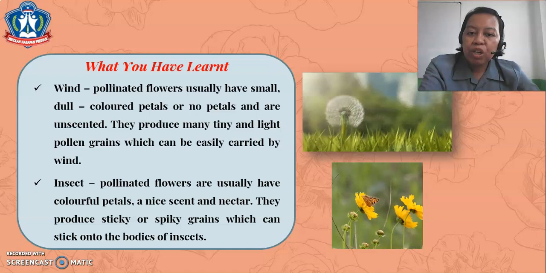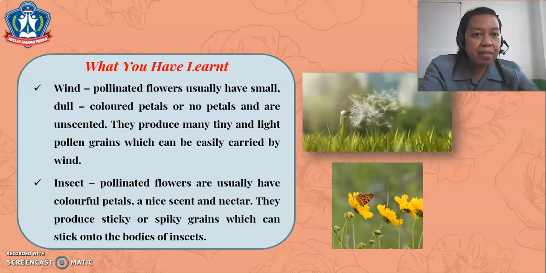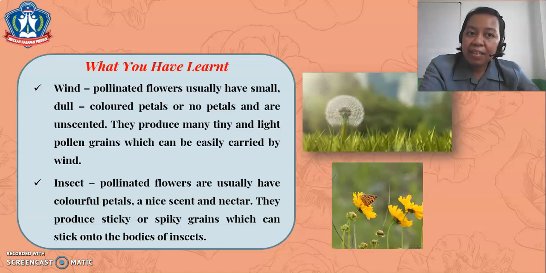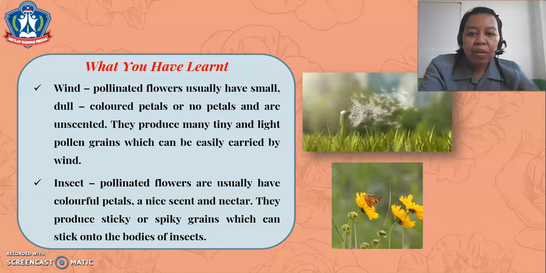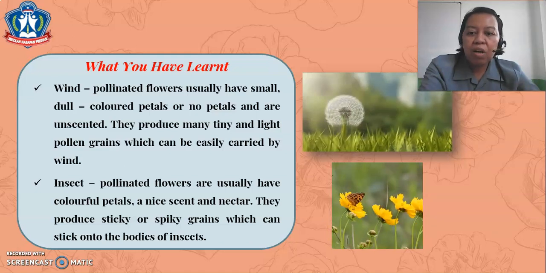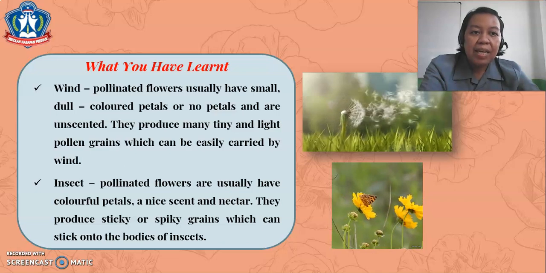Insect-pollinated flowers usually have colorful petals, a nice scent, and nectar. They produce sticky or spiky grains which can stick onto the bodies of insects.